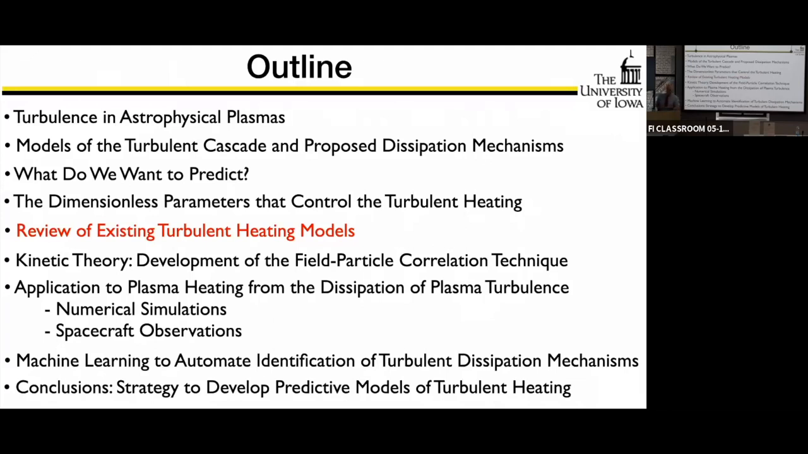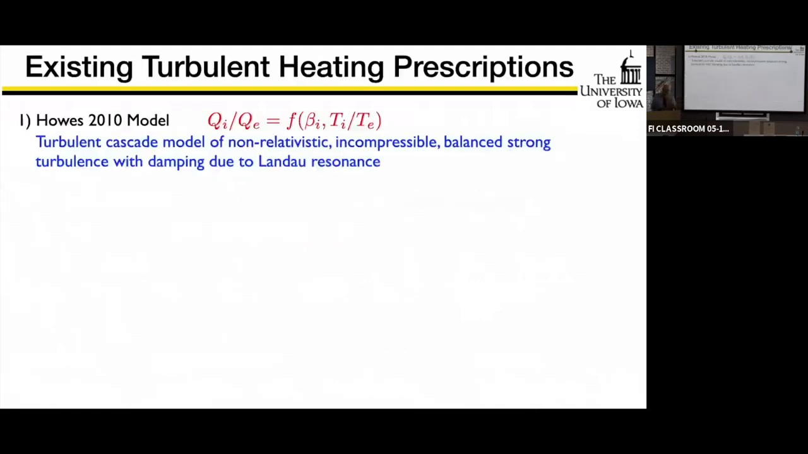Okay, so turning to reviewing some existing turbulent models, I'm not going to spend a lot of time on this. There's a model that I developed in 2010, and it's based on non-relativistic, incompressible, balanced, strong turbulence, and all of the damping is due to the Landau resonance. So either Landau damping or transit time damping. And what it gives you is the ratio of the ion to electron heating rates as a function of the ion plasma beta and the ion to electron temperature ratio. So in that simplified version, this gives you something very valuable.